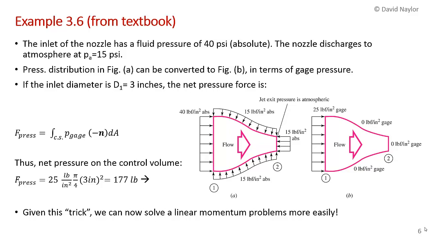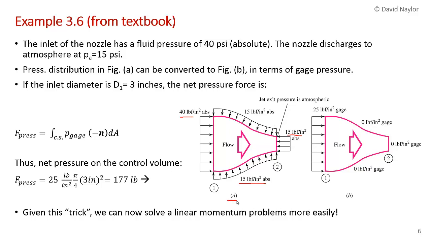But just consider a nozzle where we have flow in from the left, and it's coming in at 40 psi, and it's discharging to atmosphere. Of course, it would speed up. The water, if it was water, would speed up as it went through that nozzle. And the outside of the nozzle is exposed to atmospheric pressure. So if you were to try to integrate to get the net pressure, if you wanted to work in absolute pressure, you'd have to include this complex integration of the atmospheric pressure over the outside of the nozzle.